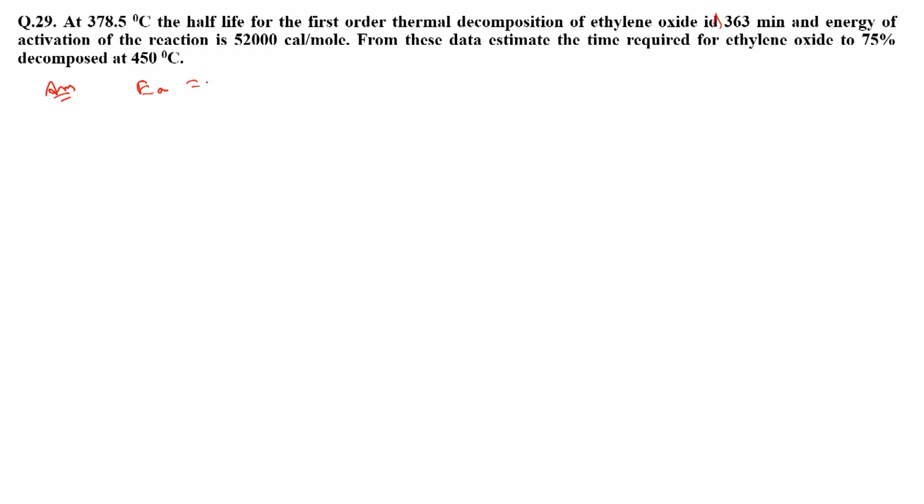So, EA is activation energy, EA is 52,000 calorie per mole. So, activation energy EA is 52000 calorie mole inverse. T1 is given, T1 is 378.5 degrees Celsius. So, we need to convert this into Kelvin. So, we get 651.5 Kelvin. T2 is also given.